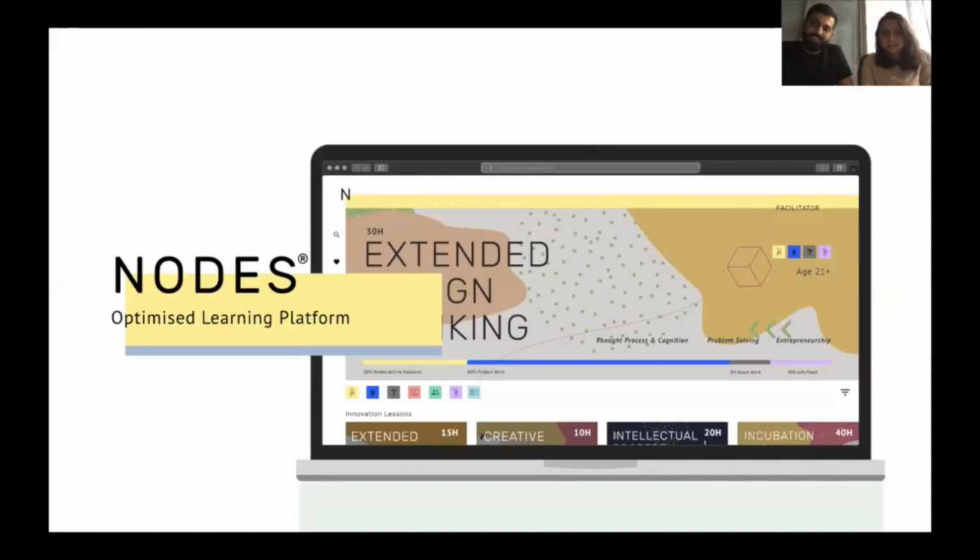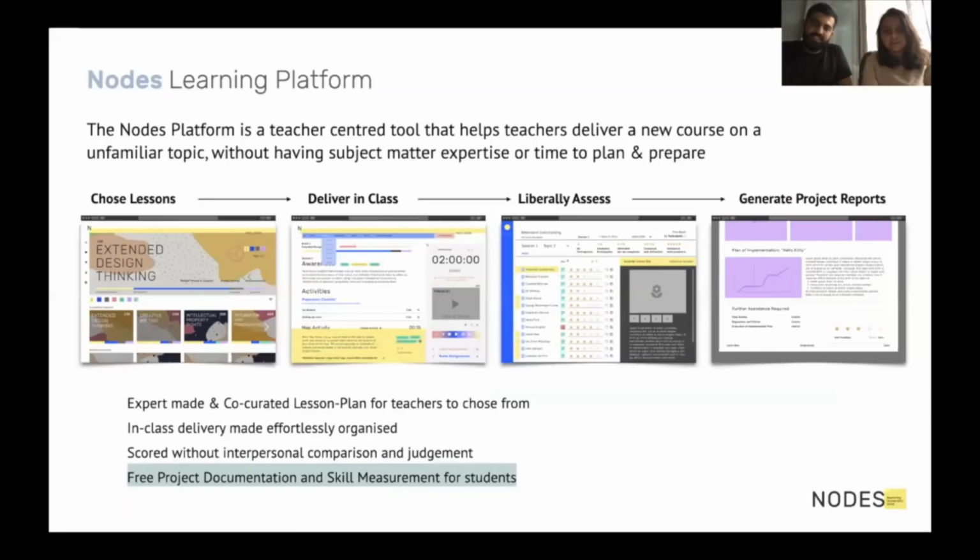Nodes is a learning platform that is inclusive of innovation courses, and helps you conduct them effortlessly using the services of choosing lessons, being able to deliver in class effortlessly, able to liberally assess your students on the same platform, and eventually execute your classrooms by generating reports of how well your students have done during the classrooms.